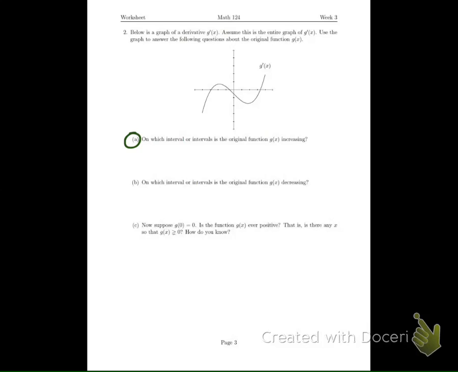One thing to keep in mind is that we are looking at g prime of x, and we're answering questions about g of x. Please keep that in mind, because it gets confusing when we're talking about more than one function. So we want to know when g of x is increasing. Well, we know that when g of x is increasing, g prime of x is positive. We also know from the last video that when g prime of x is positive, it means that g prime is above the x-axis.